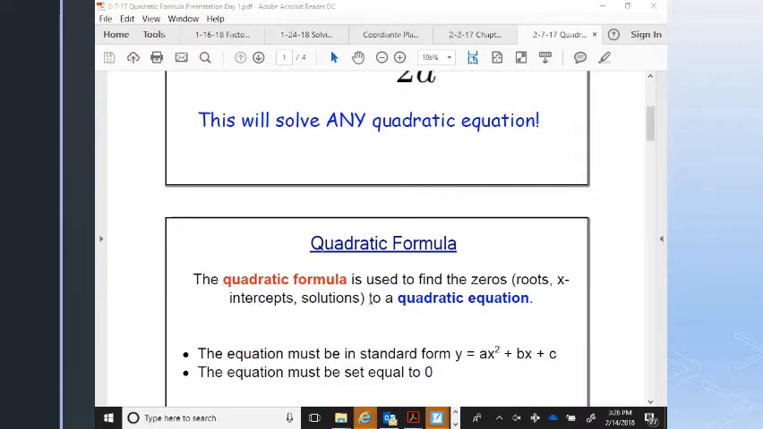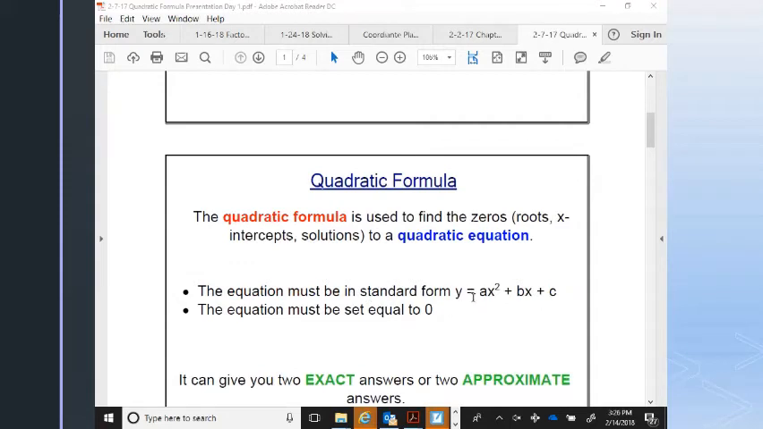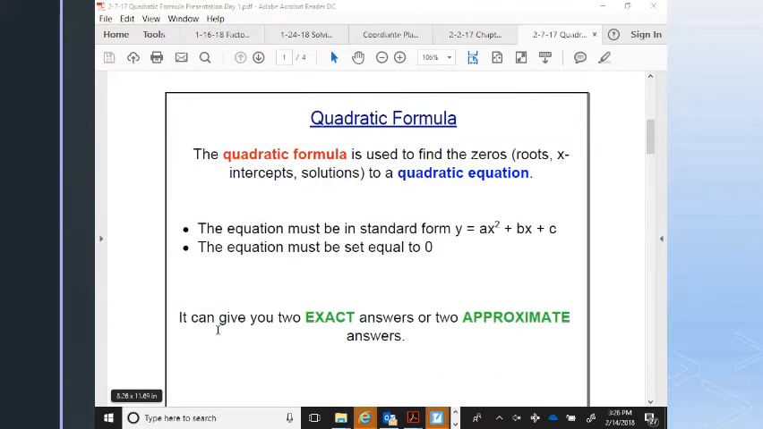To a quadratic equation. The equation must be in standard form. This is standard form: y equals ax squared plus bx plus c. A, b, and c all represent numbers. The equation must be set equal to 0. It can give you two exact answers or two approximate answers. Okay?